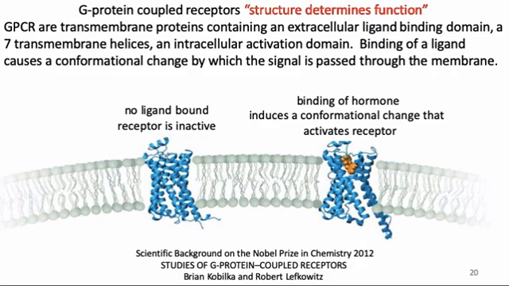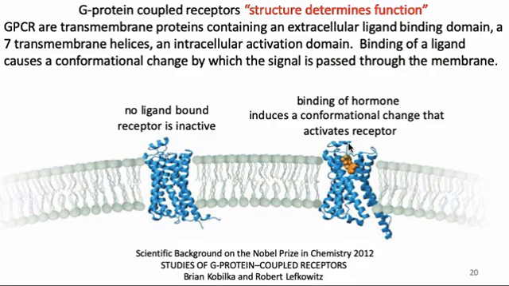The take-home message is that G protein coupled receptor structure determines its function. In fact, these are transmembrane proteins with an extracellular ligand binding domain, an intracellular activation domain, and they're connected by 7 transmembrane helices. In fact, these are frequently referred to as 7 transmembrane receptors or 7 transmembrane helical receptors. And it turns out these transmembrane helices are fundamental to their function.